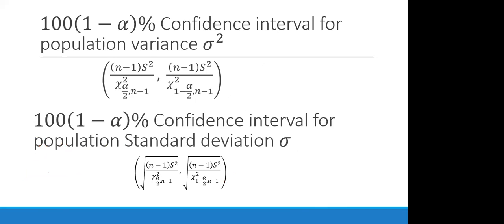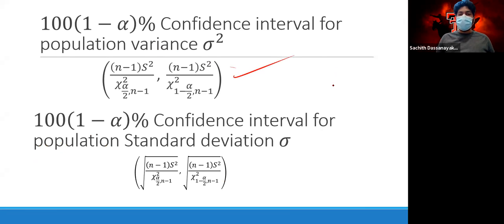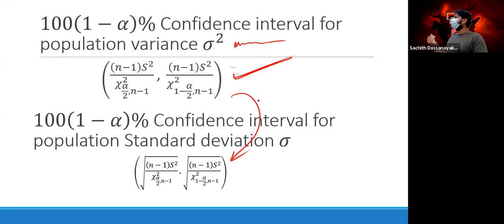So the confidence interval for sigma squared is this. You know the relationship between sigma squared, the variance, and the standard deviation. So for the standard deviation, the confidence interval is this. Just take the square root. That's it. Clear? So the 1 minus alpha percent confidence interval for the population variance is this.